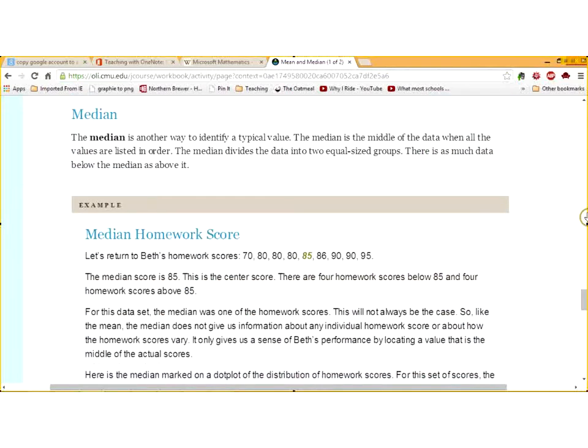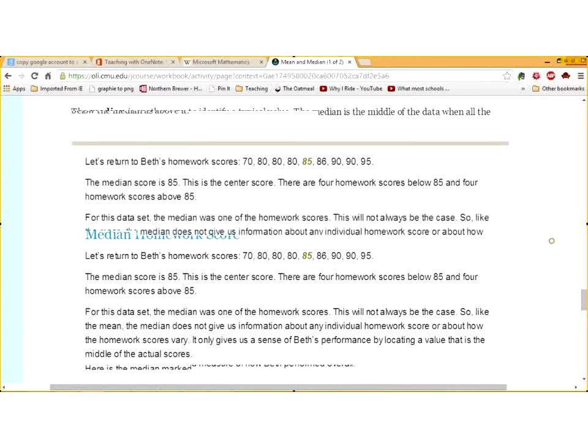The other measure of center that we see a lot is the median. And the median is the middle value in a set of data. If you've got an odd number of data values, like in the median homework score example here, the median is going to be very easy to find because in here there were 9 values. It was the fifth, 1, 2, 3, 4, and 1, 2, 3, 4 from each end, and then the fifth in the middle from either end is the exact value of the median.